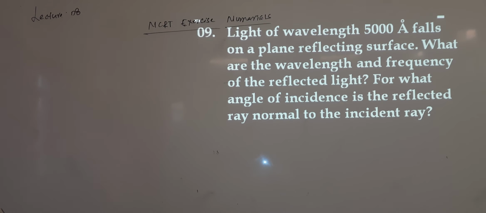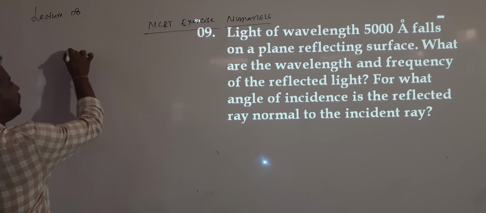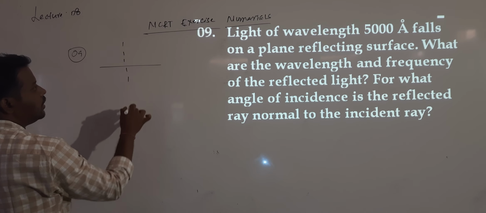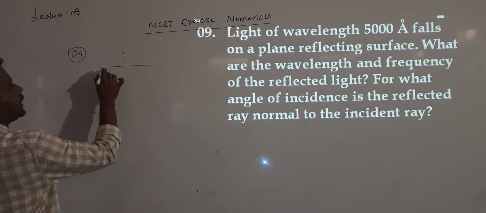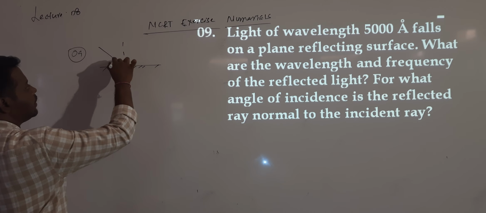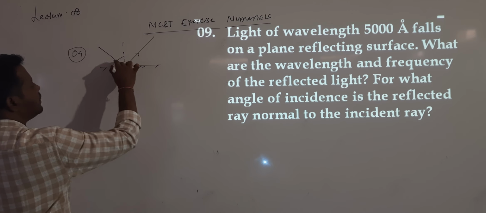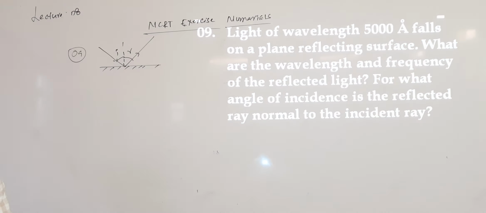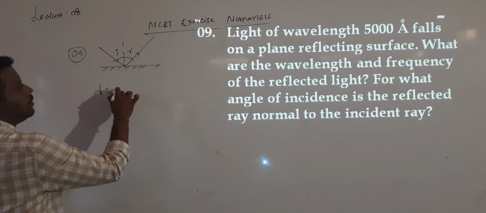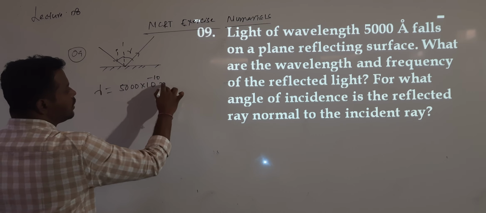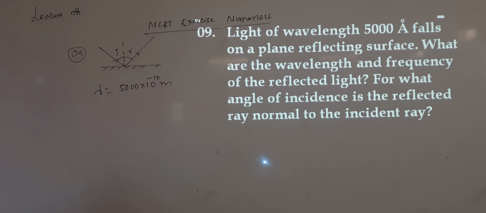So in this question number 9, what happened? Light of wavelength 5000 angstroms falls on a plane reflecting surface. One reflecting surface is there. So light was incident. Now light will be reflected. This angle is equal to I, this angle is equal to R. Okay, Nara? So what is the wavelength of light given? Lambda value 5000 angstrom, 5000 into 10 power minus 10 meters. What are the wavelength and frequency of reflected light?